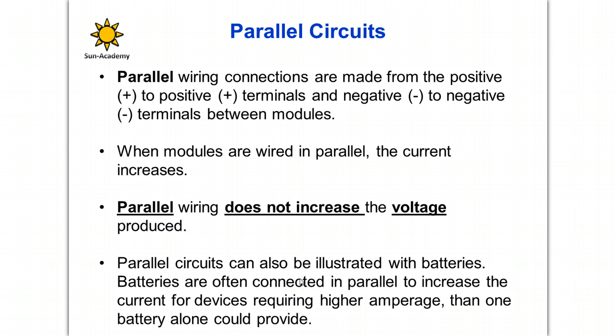Parallel wiring connections are made from the positive plus to the positive plus terminals and negative minus terminals to negative minus terminals between modules. When modules are wired in parallel, the current increases. Parallel wiring does not increase the voltage produced. Parallel circuits can also be illustrated with batteries. Batteries are often connected in parallel to increase the current for devices requiring higher amperage than one battery alone could provide.